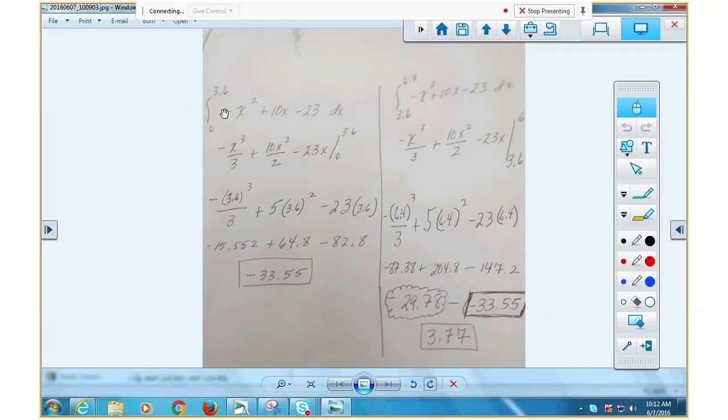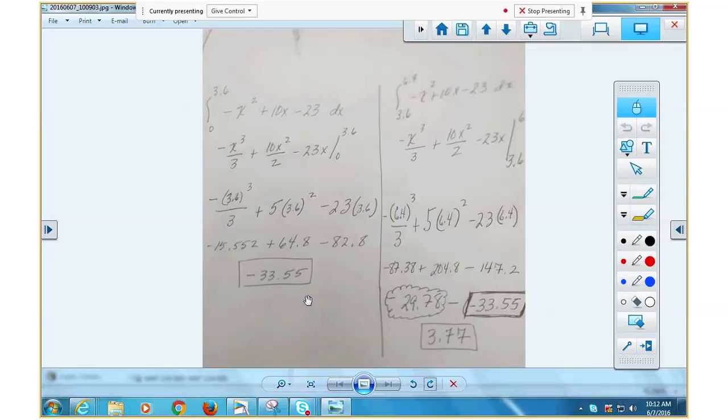Okay, so take that, 0 to 3.6, negative x squared plus 10x minus 23, and I get that. Because 0 takes out everything, because of the 23x. It takes that out, takes that out, takes that out. So 3.6, see what you get there. Now I'm not doing any of the regions under and above. I'm not doing that yet. I'm just getting an area. Okay?